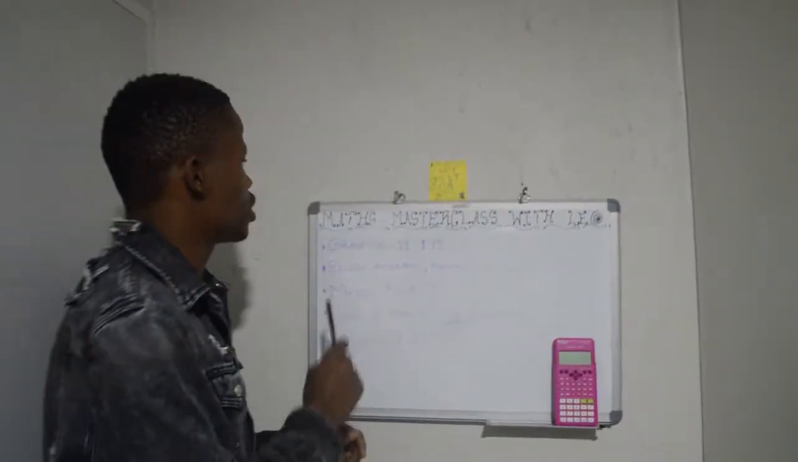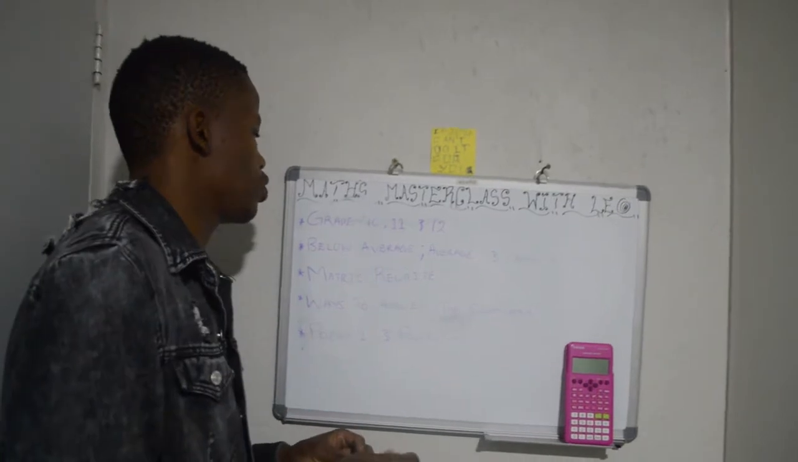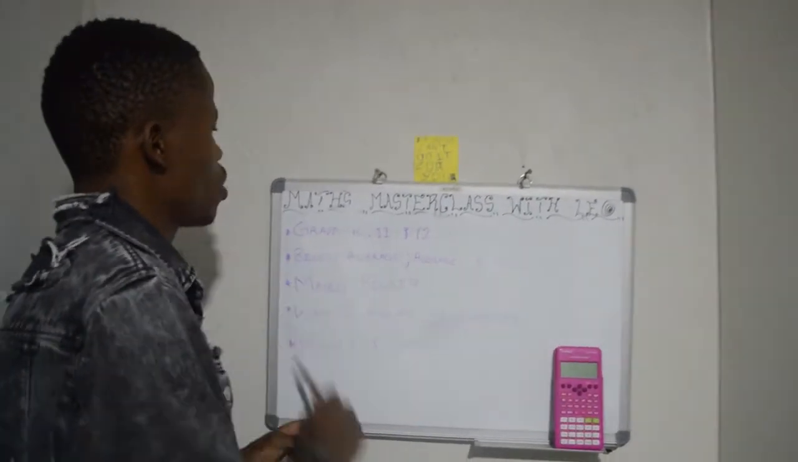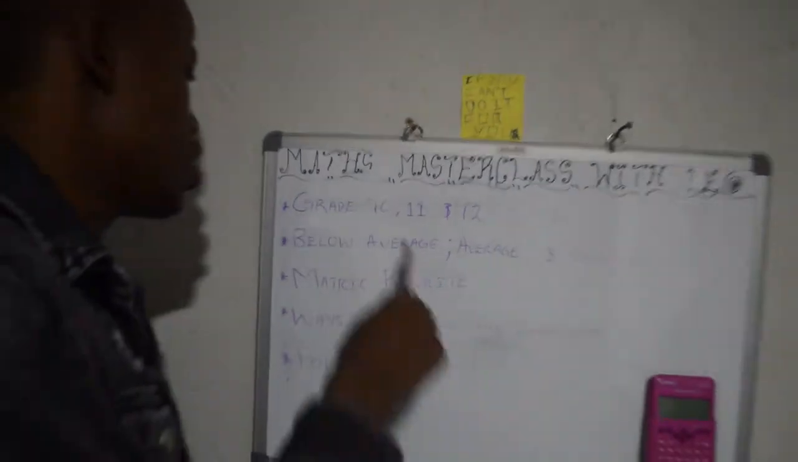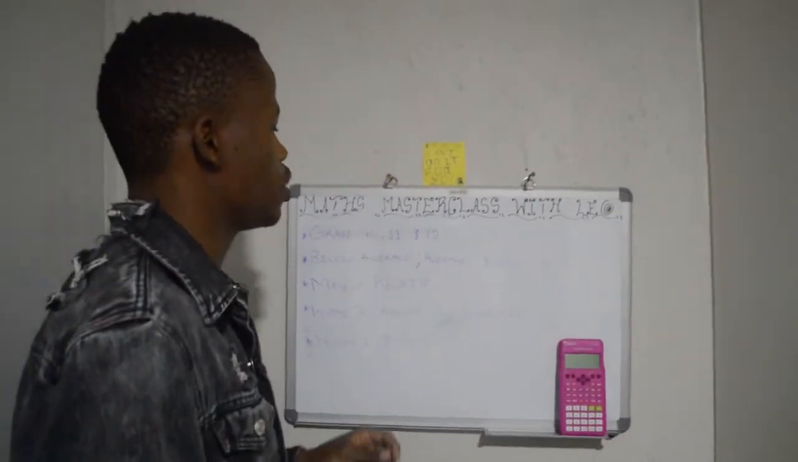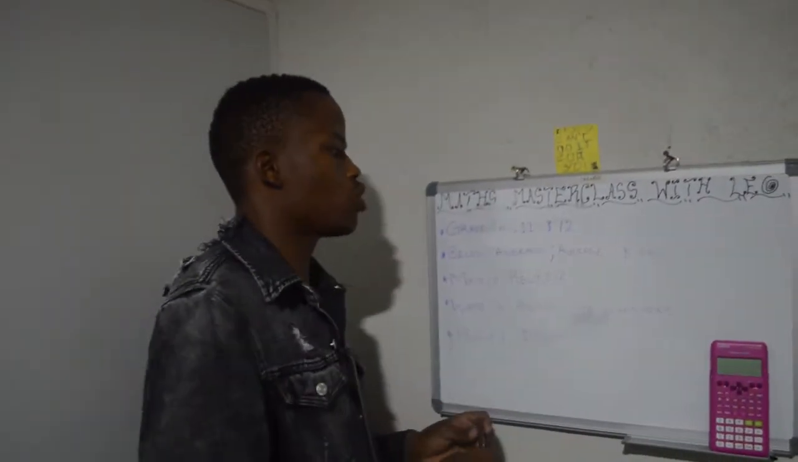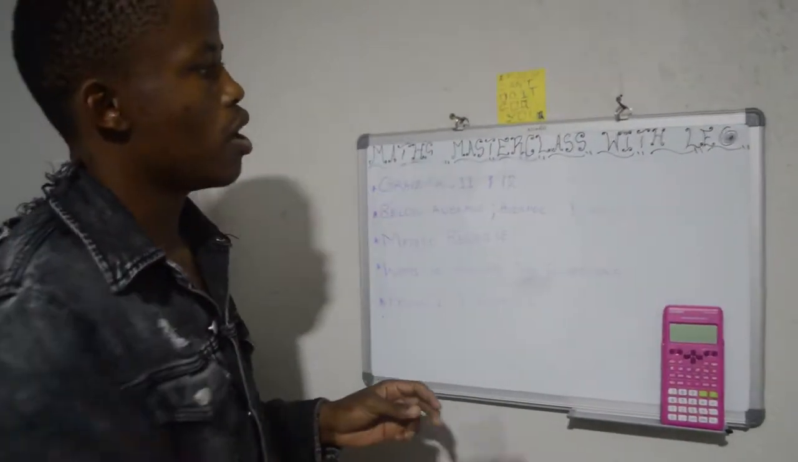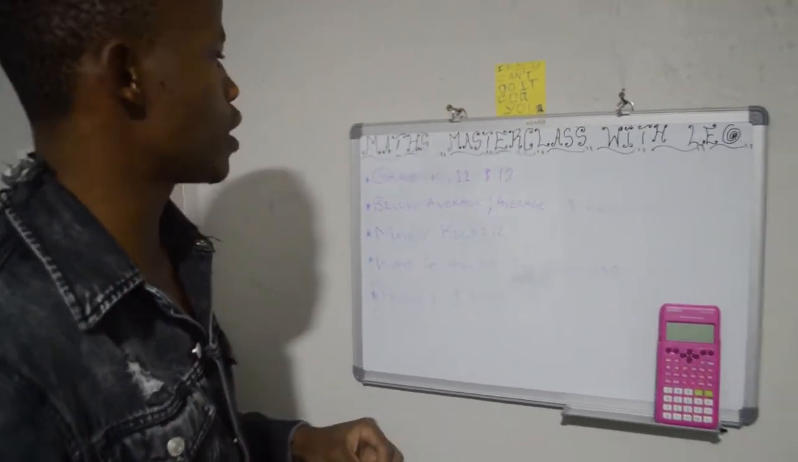In this channel, we'll be dealing with learners who are in grade 10, grade 11 and grade 12. We'll be dealing with learners who are below average, average and above average. When we talk about learners who are below average, we're talking about level 1 to level 3 learners. Average, we're talking about level 3 to level 4. And above average, we're talking about level 5 to level 7.